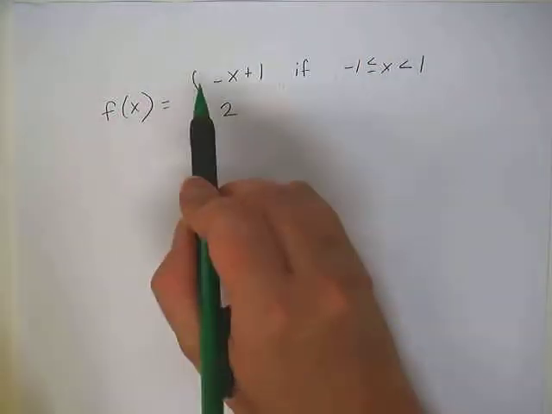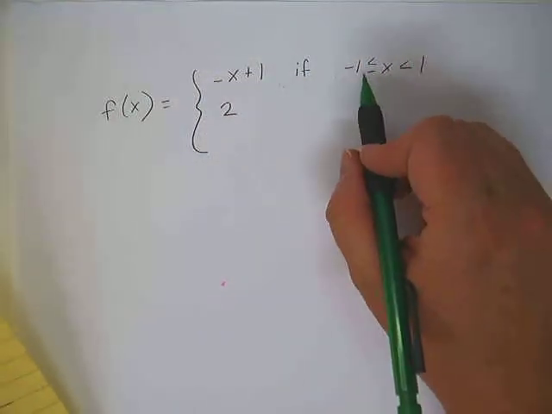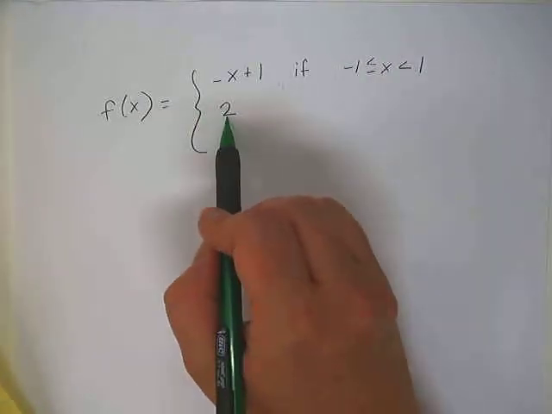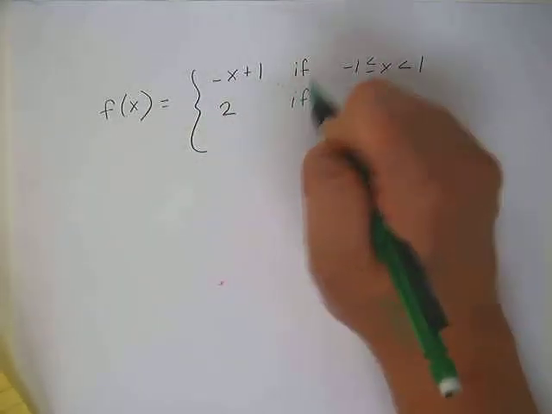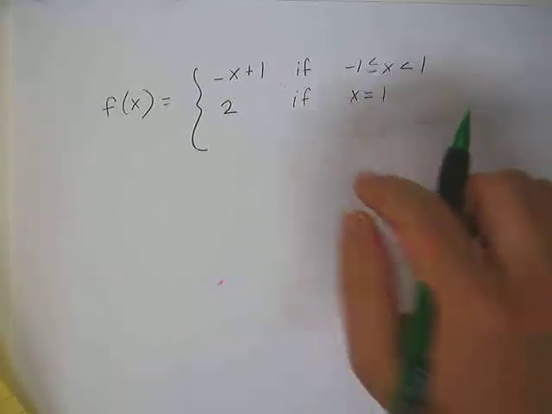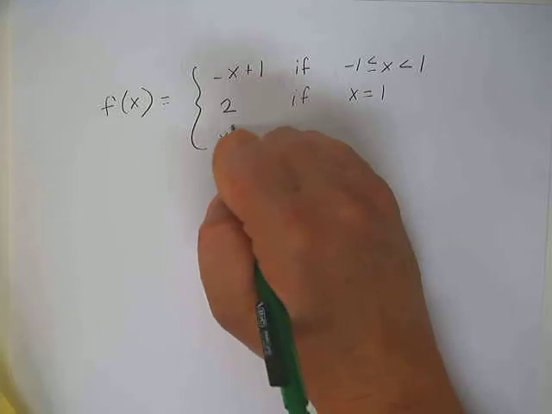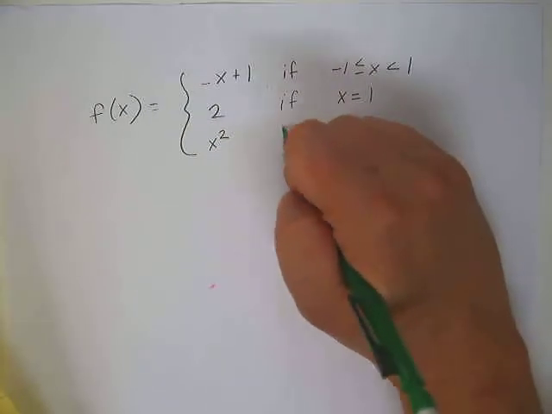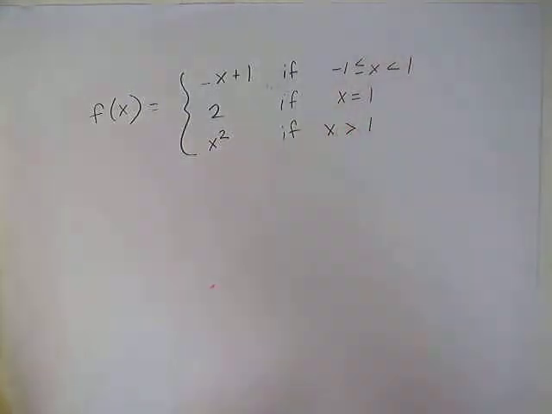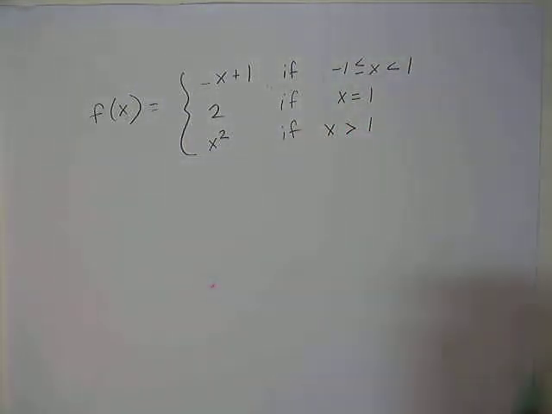So the function y equals negative x plus 1 from the x values negative 1 to 1. Y equals 2 only where x equals 1. And y equals x squared where x is greater than 1. Okay. There are 3.